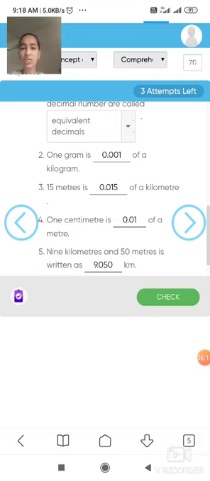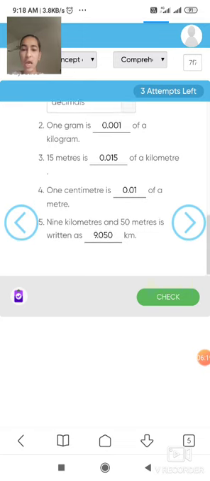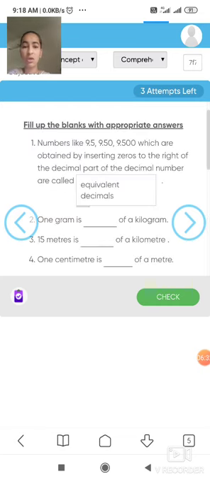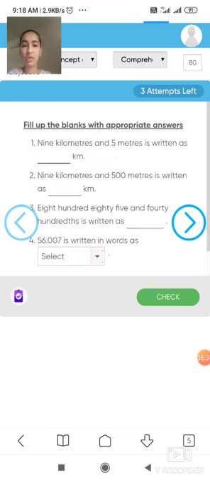Okay, and the 1 centimeter is 0.01 meter, and 9 kilometer and 50 meters is written as 9.050 kilometer. You know how to write in decimal also, okay students. Let's take the next example. 9 kilometers and 5 meters is written as dash kilometer.